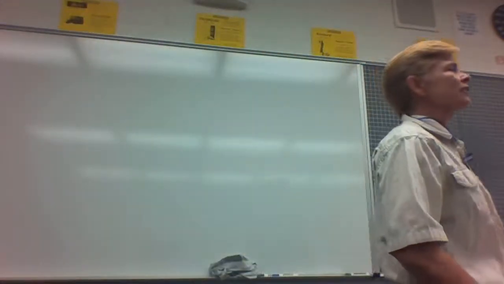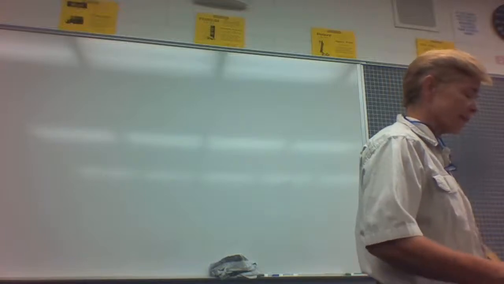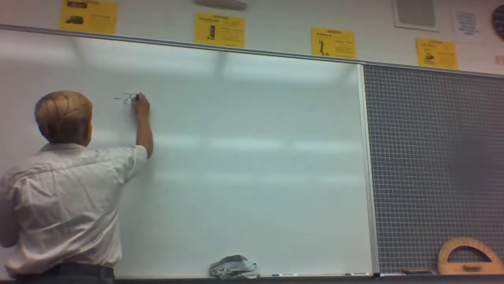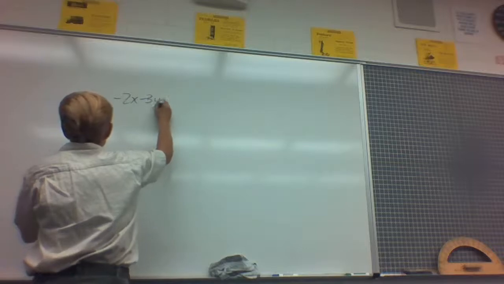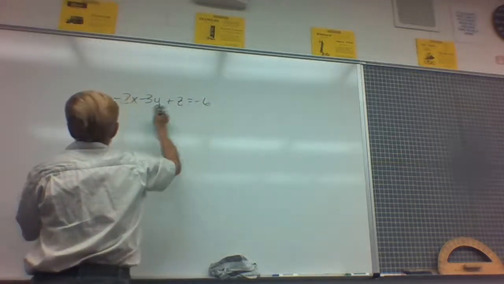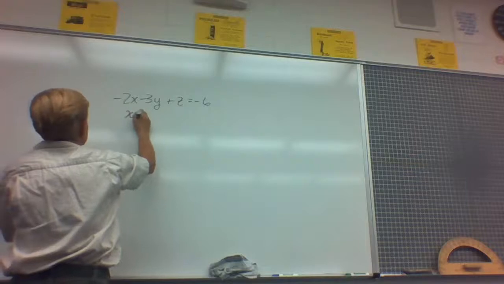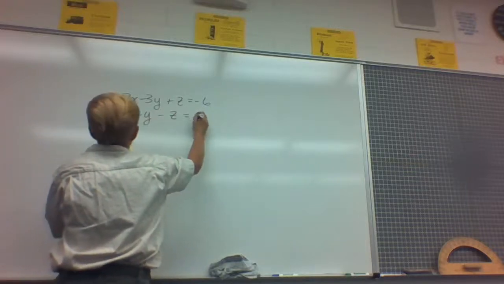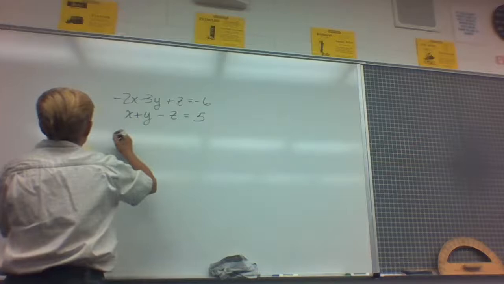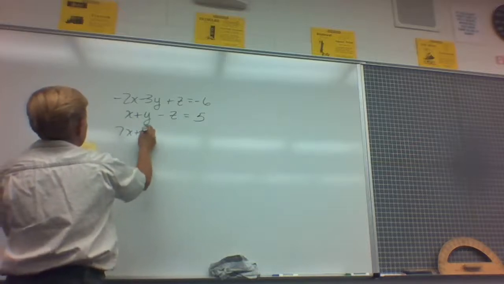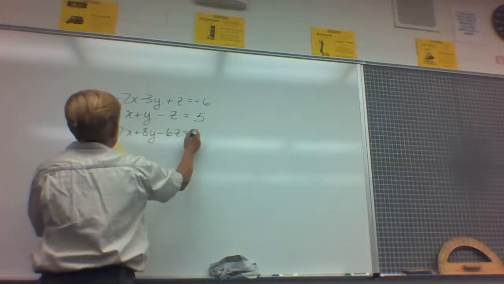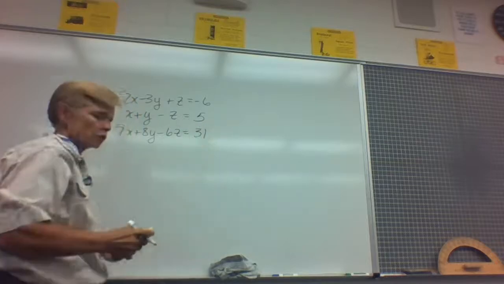What are you going to do if your calculator gives you something other than that? We're going to do a problem like that so that you understand all the different possibilities. So everybody put this in your calculator. I'm going to write the system up here. You put the appropriate coefficients. Negative 2x minus 3y plus z equals negative 6. X plus y minus z equals 5. And 7x plus 8y minus 6z equals 31. See if you can find the solution to that.